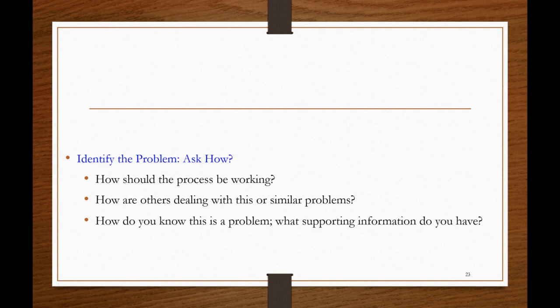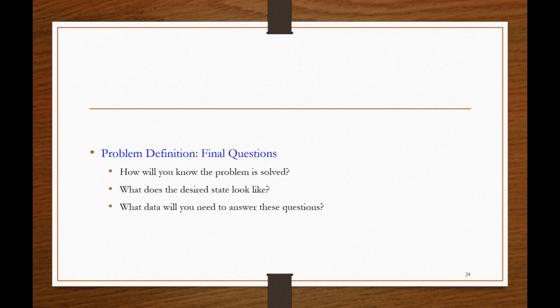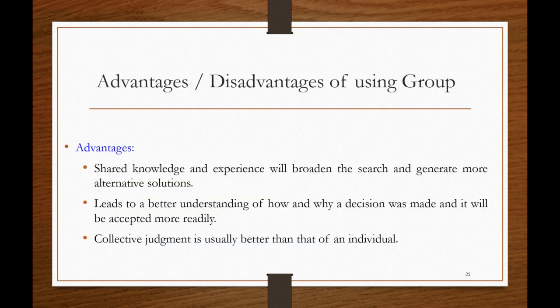Ask how. How should the process be working? How are others dealing with this or similar problems? How do you know this is a problem? What supporting information do you have? And final questions. How will you know the problem is solved? What does the desired state look like? What data will you need to answer these questions?